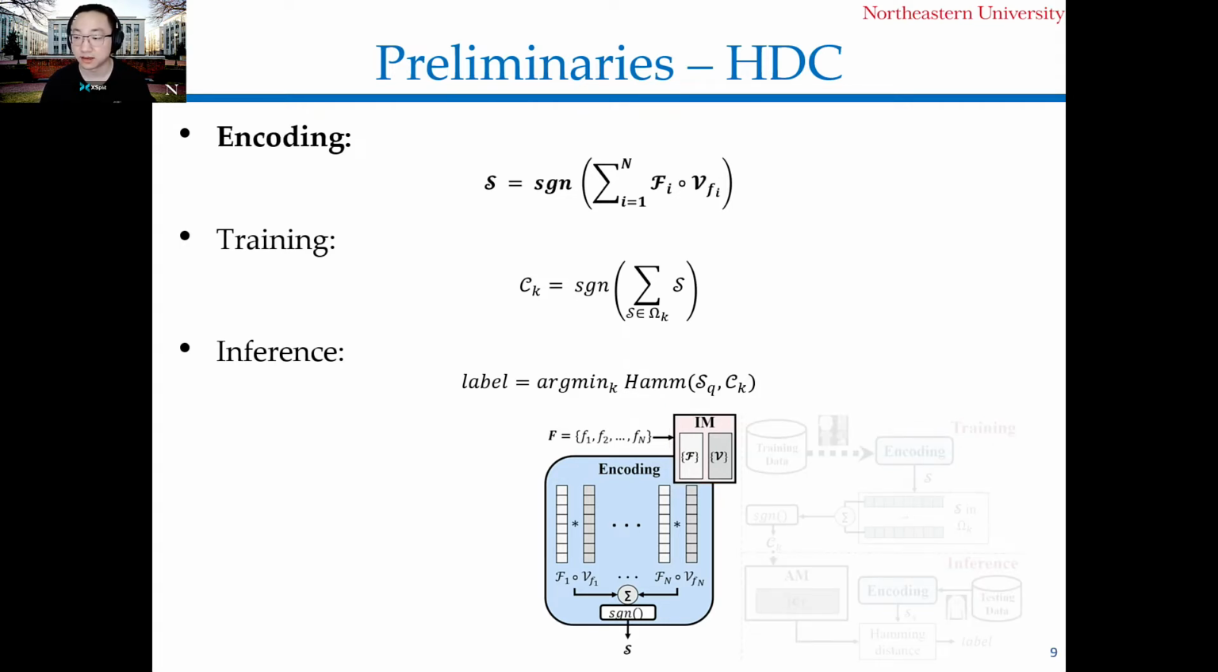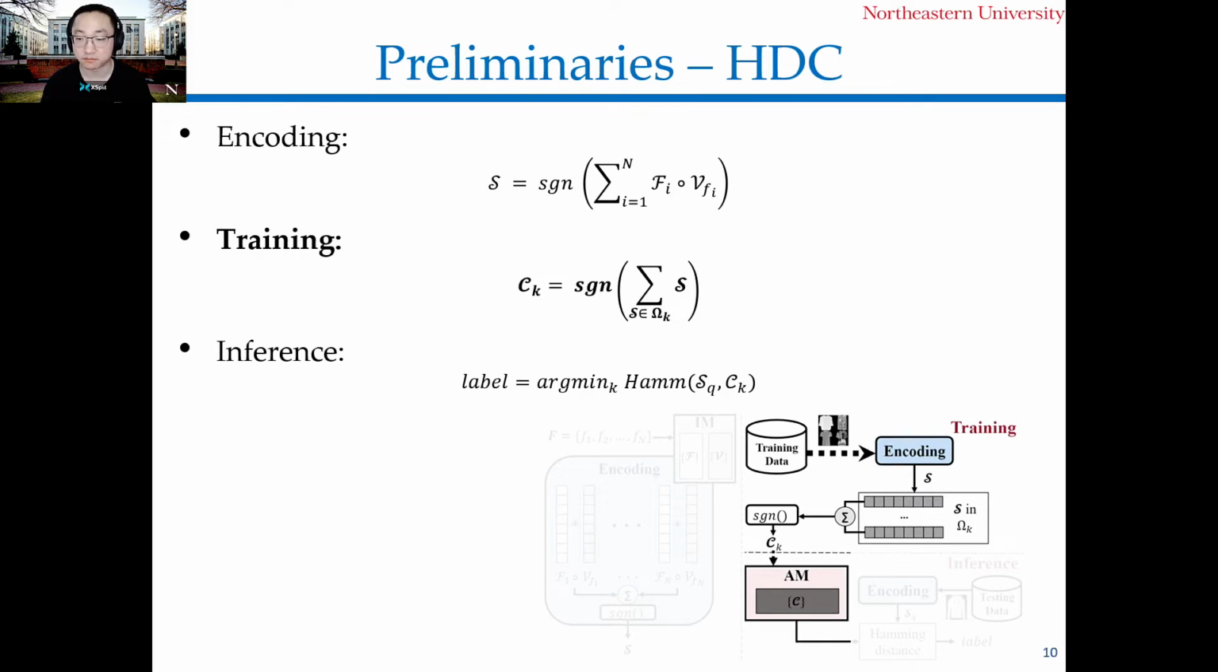During encoding, the feature hypervectors and the corresponding value hypervectors are bound using bitwise multiplication, and they are added up to represent the input sample. The sign function is applied for the binary HDC. For the training phase, all the sample hypervectors in a certain class are collected and added up to represent the corresponding class. Also, binarization is used. The derived binary class hypervectors are stored in the associative memory, the AM in this figure.